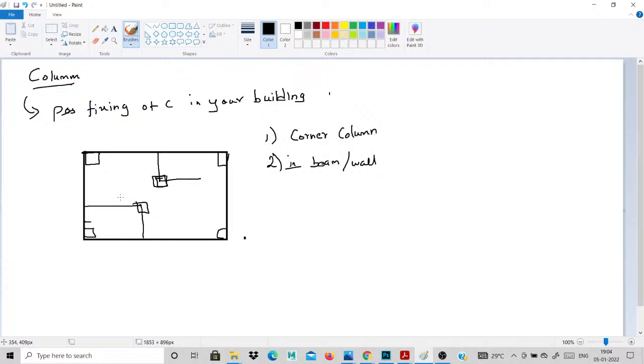Otherwise, if you go for a secondary beam, the column will not be needed. But sometimes, this is our beam, this is our beam, three beams are joining at this place. Compulsorily, you provide a column. This is the second point. At the joining of the beams or walls, you compulsorily provide the columns. The first point is that the corner is compulsory. The second one is that the joining area is compulsory.